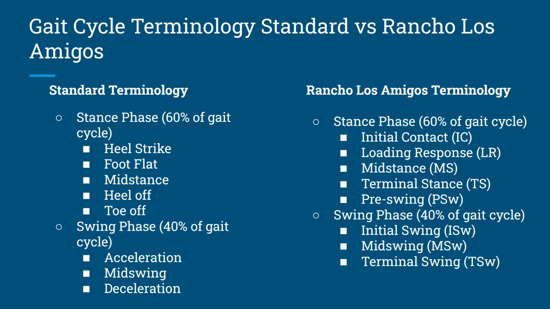The traditional phases include heel strike, foot flat, mid stance, heel off, and toe off for stance, followed by acceleration, mid swing, and deceleration for swing. You will still hear this language in clinics and documentation, so it remains important.